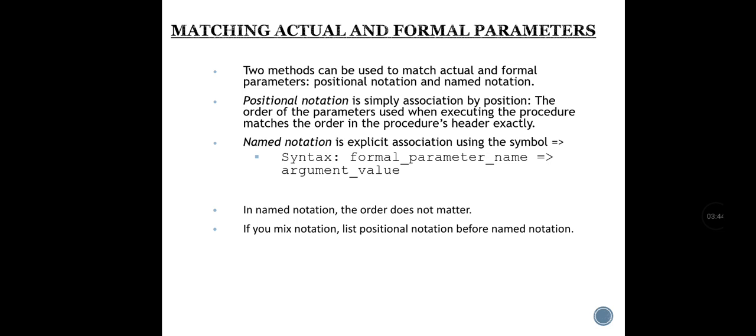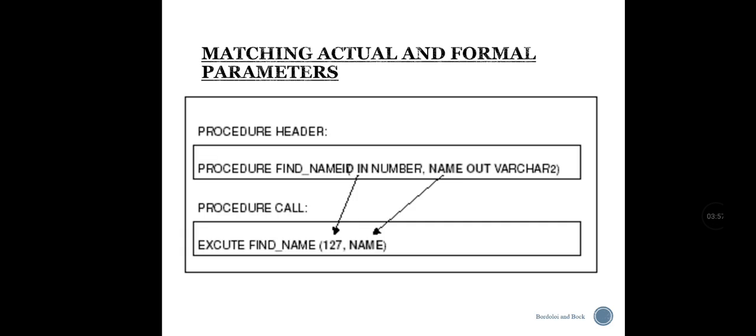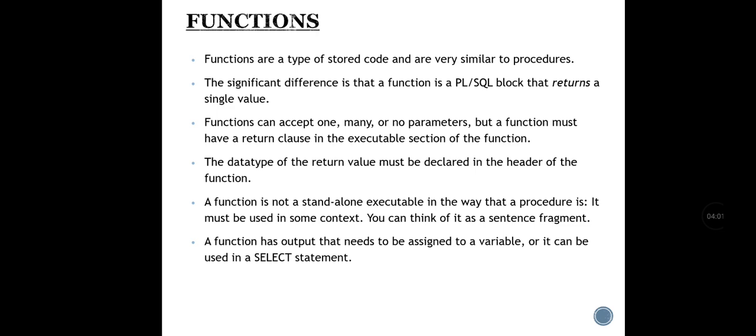Named notation explicitly associates using the symbol; the formal parameter name implies the actual argument value. In named notation, the order does not matter. This is an example of matching actual and formal arguments.